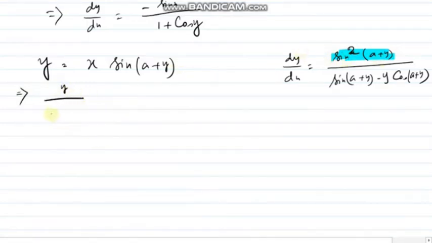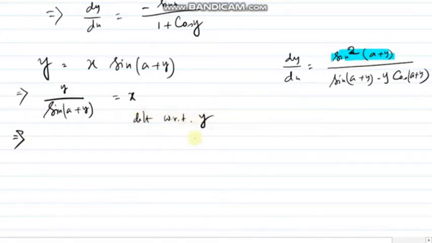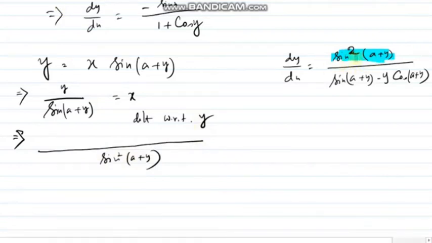So can we write y divided by sin(a plus y) equals x? Why did I say that the whole square term we have to write in the denominator? Because now if I differentiate with respect to y, we are doing it with respect to y because we have a large number of terms in terms of y. So if I differentiate with respect to y, what will be the denominator? v square, that is sin square(a plus y). So can you relate that sin square(a plus y) is coming here? That's why we kept it in the denominator.